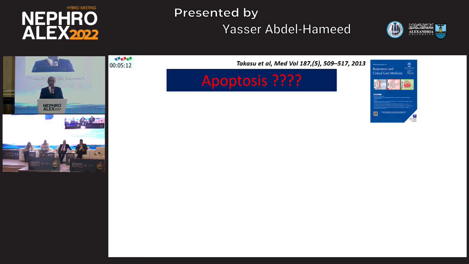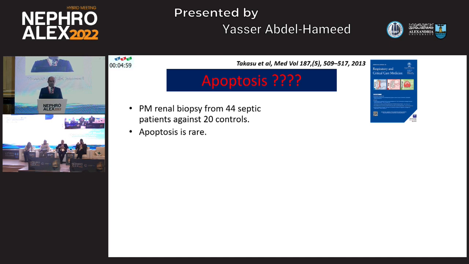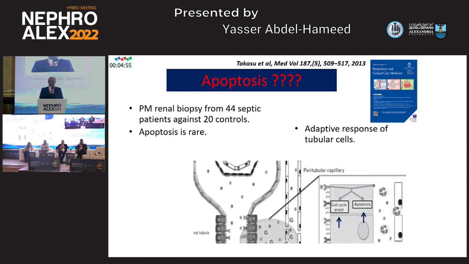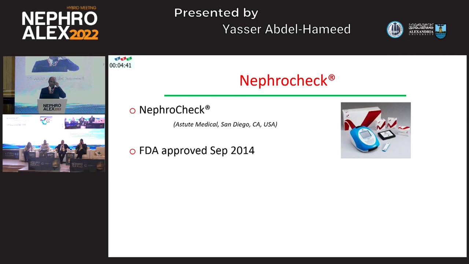In sepsis-induced acute kidney injury, it was thought to be due to apoptosis. And this study in 2013, renal biopsy from 44 septic patients against 20 controls, showed no apoptosis. So what is it? It was found to be cell cycle arrest mainly for sepsis-induced acute kidney injury. And this cell cycle arrest was at the level of mitochondria. So factors aiming at cell cycle arrest are an important factor and most specific.